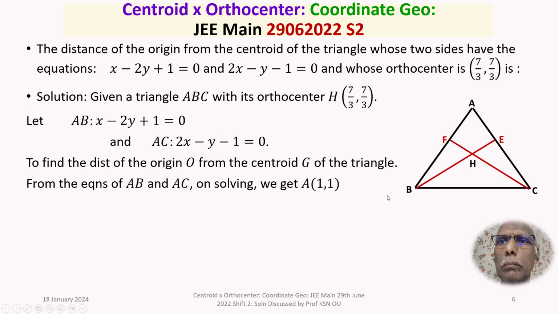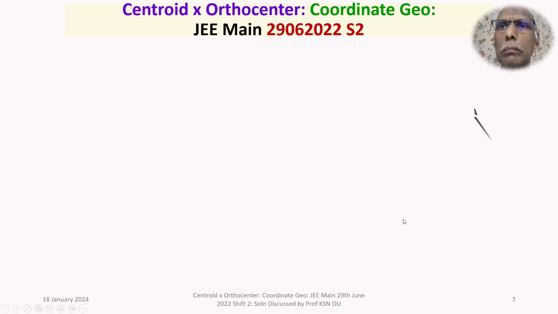Our target is to find the coordinates of B and C also. Once we get them, the centroid will be there, and then the distance from the origin can be calculated very easily. So our concern is to find out the coordinates of B and C. We will do that in the next slide.